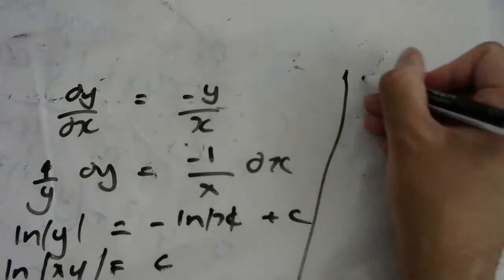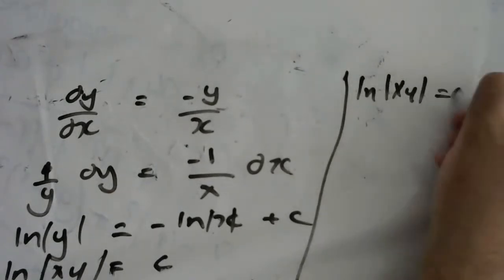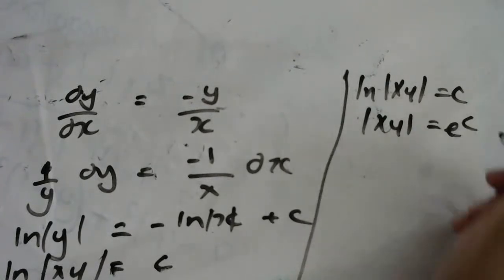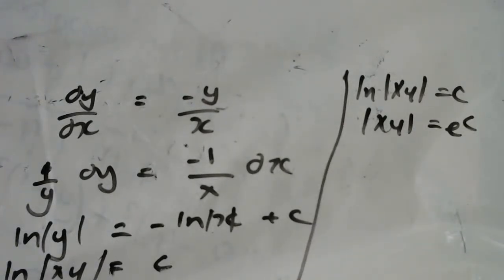If ln xy equals c, we can e both sides and you get modulus xy equals e to the c. Stuck the modulus on there.